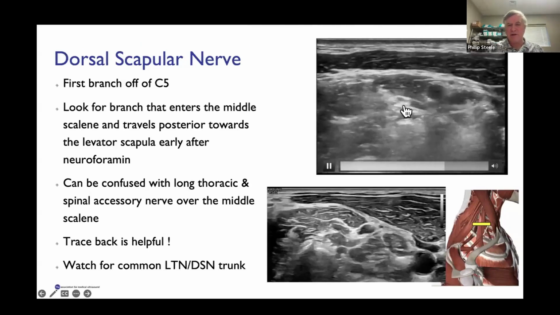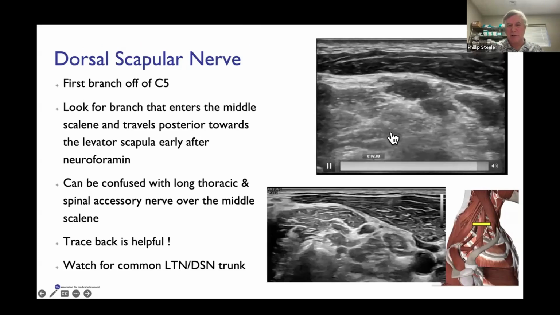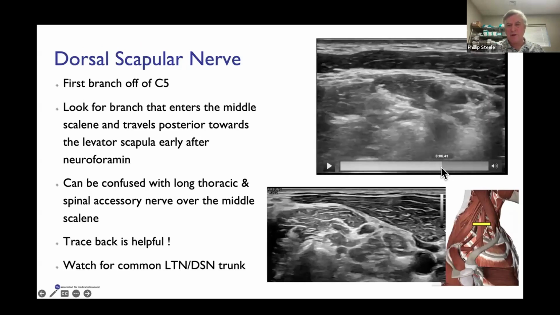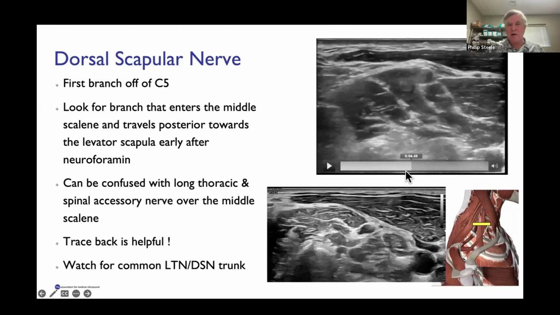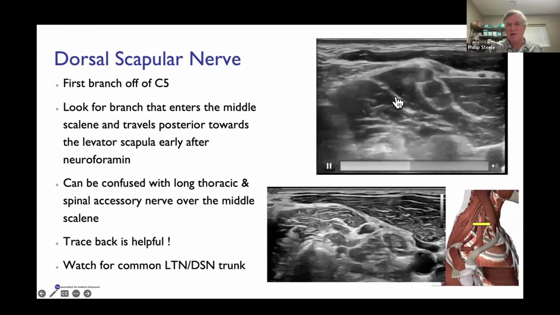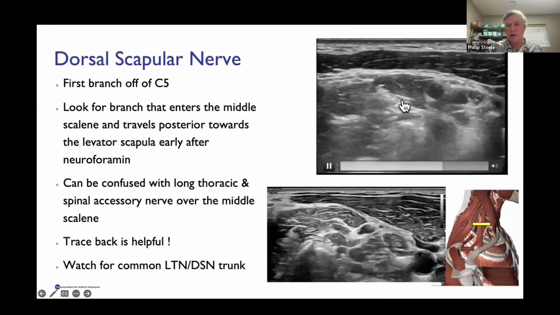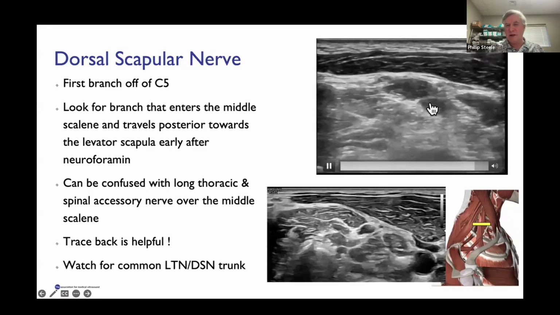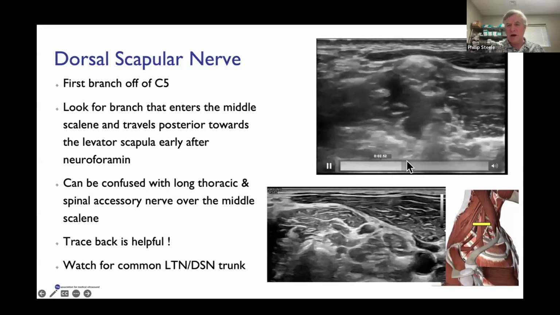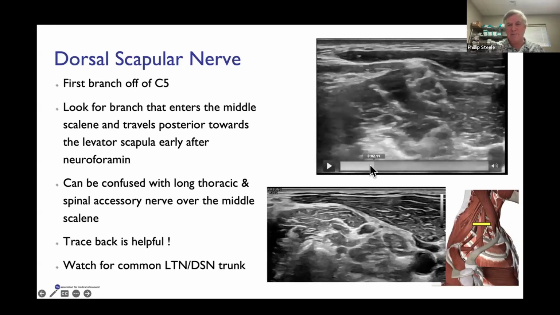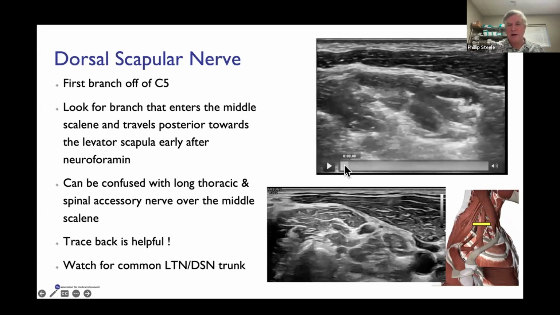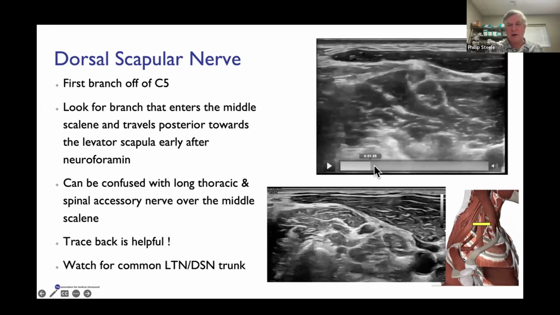Okay. Dorsal scap is the more complicated of these because it's highly variable. It has lots of different positions, but this is a great example of what's called a common trunk. So right here, you can see this is the 6 contribution. This is the 5, and the 2 nerves joined together. When they join together like that, that's usually called a common trunk.